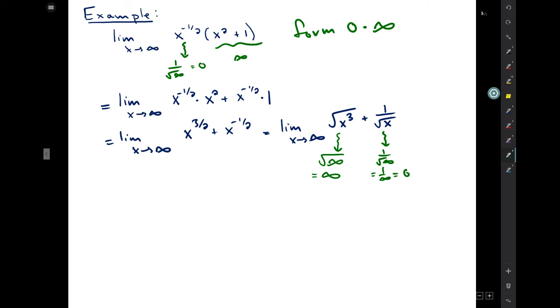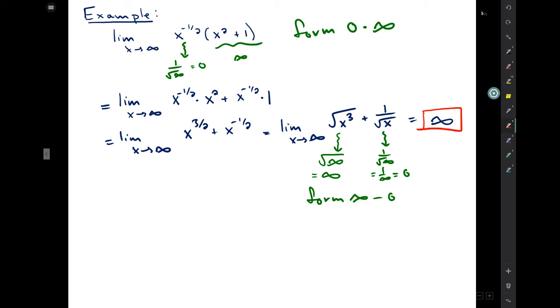So this limit now has the form infinity minus 0, which is just infinity. So it's no longer indeterminate. It started out as indeterminate. We do some simple algebra, and it's no longer indeterminate. So here's a couple of different algebraic manipulations that you can do based on each of these forms.